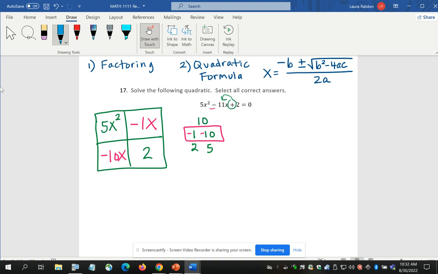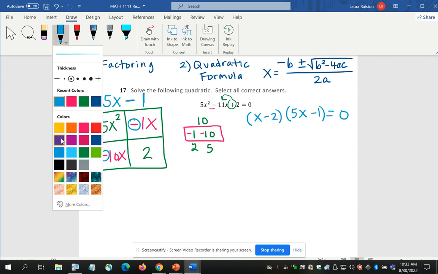5x squared minus 1x is x. Negative 10x and 2, I have a 2 in common. 5x squared minus 10x, I have a 5 and an x. Minus 1x, I'm sorry, this should be a minus. Minus 1x and 2, I have a common factor of 1, and it should be a minus. You always use the sign right here. So ultimately, this factors into x minus 2 times 5x minus 1, and that equals 0.